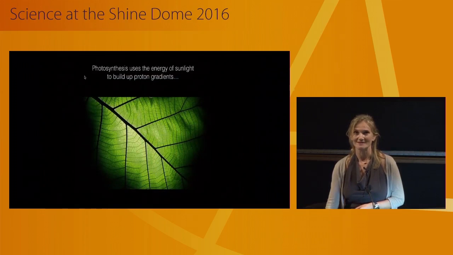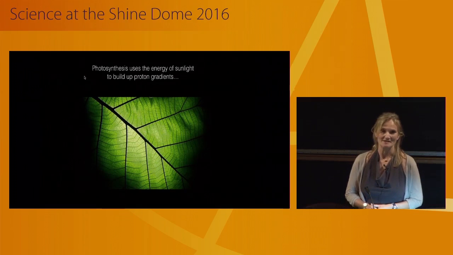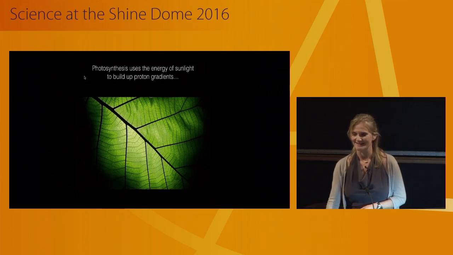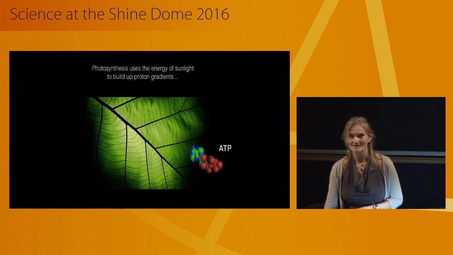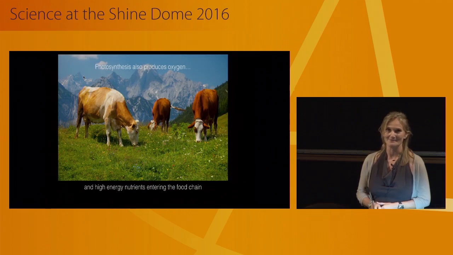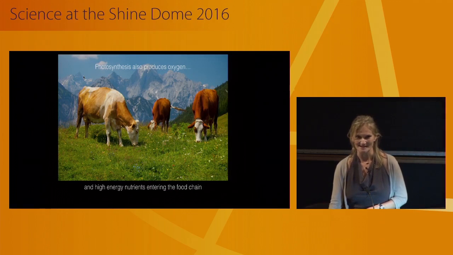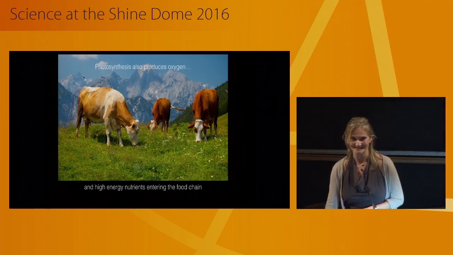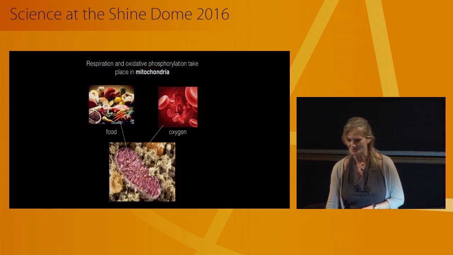And a more modern invention is photosynthesis, which uses photosynthetic reaction centers to harness the energy of light from the sun, build up proton gradients, and synthesize ATP. Now, photosynthesis produces oxygen and high energy nutrients that enter the food chain, and so it ends up in mitochondria, which are organelles in every eukaryotic cell, and they are also called the powerhouses of the cell.